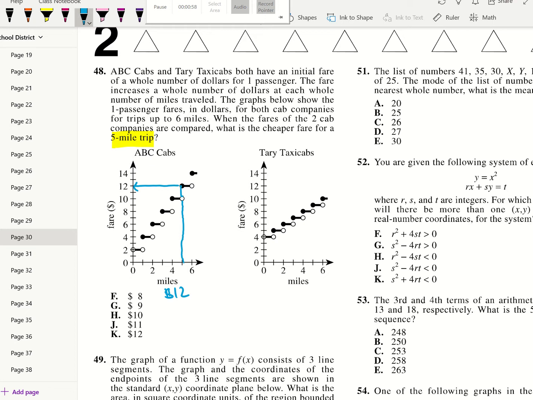If I look at Terry taxi cabs, again, if I'm looking up to 5, I want to be careful here to choose the closed circle, not the open circle. And then if I look across, this one has a height of $9. And what we want is the actual fare for whichever one's cheaper. And so that would be $9, which is option G.